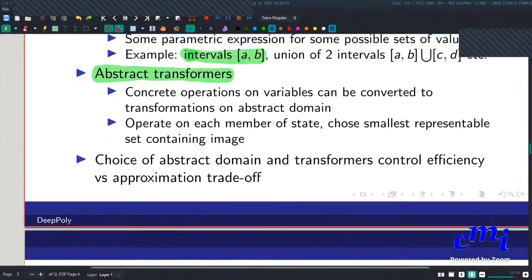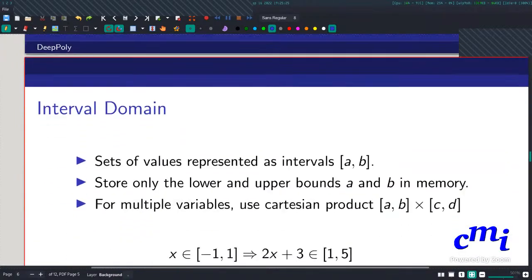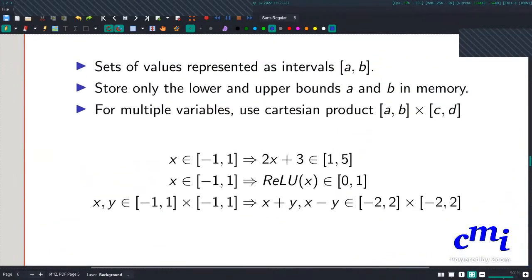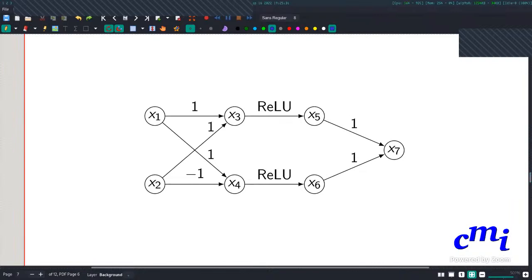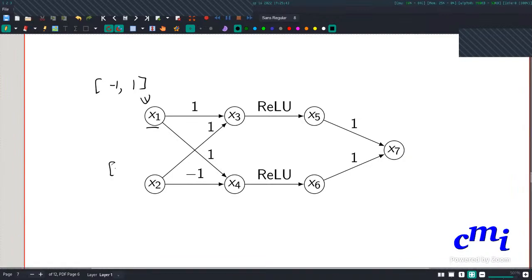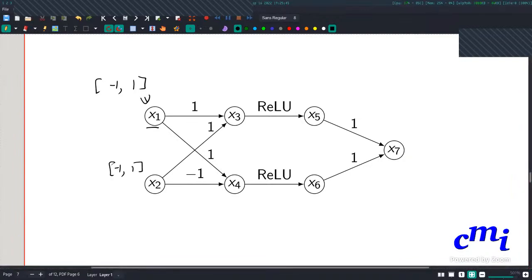I'll go over this in a little bit more detail next class, but I just want to give you the example right now of pushing the interval through the network, if that's okay. So if you remember, we had -1 and 1 over here. We know that x1 is contained inside -1 and 1. We also know that x2 is contained inside -1 and 1. So these are the sets of values for x1 and x2 that we're tracking.